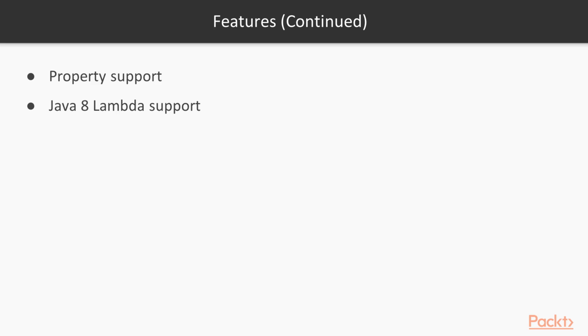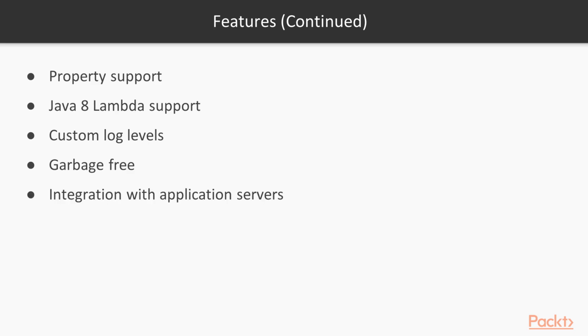Client code running on Java 8 can benefit from Log4j's Lambda support. You can define custom log levels. Log4j 2 is garbage-free in standalone applications and has low garbage in web applications. And you can integrate it in application servers like Tomcat and Jetty.